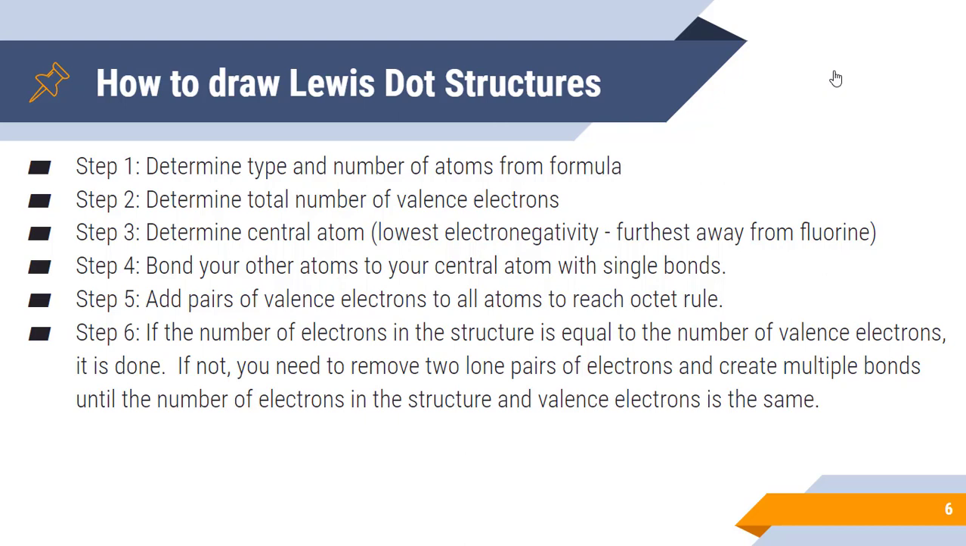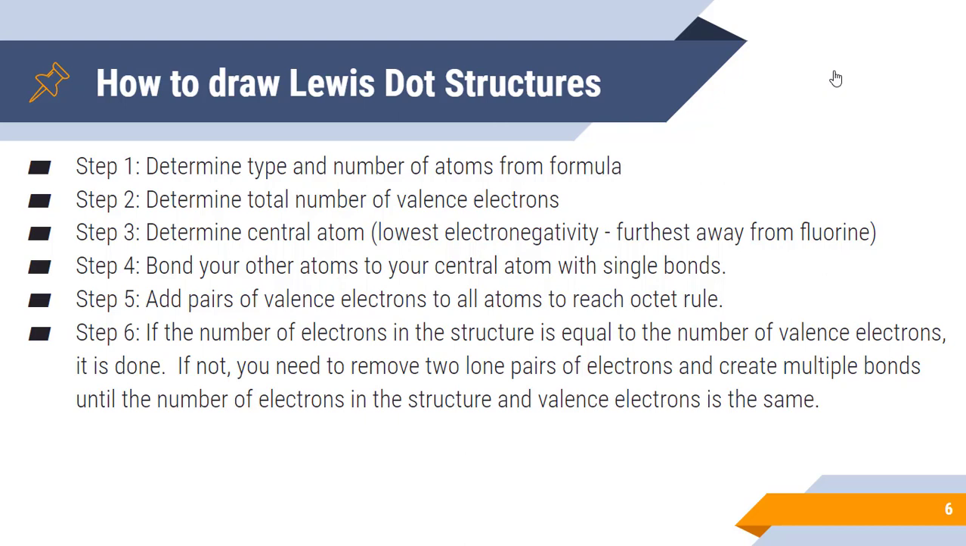Bond your other atoms to your central atom with single bonds. So you just draw a single line in between them. Add pairs of valence electrons to all atoms to reach the octet rule. So for example, if something has a single bond attached to it, that represents 2 electrons that are shared between that atom and another one. You would then add 6 dots on the outside of that atom in order to satisfy the octet rule. And you would do that for all atoms to ensure that the octet rule is satisfied.